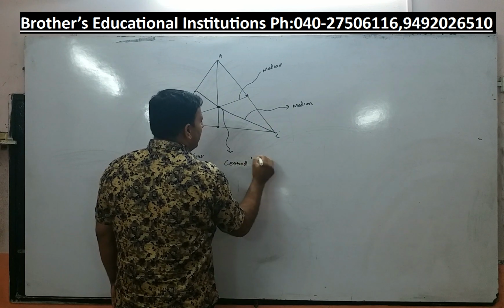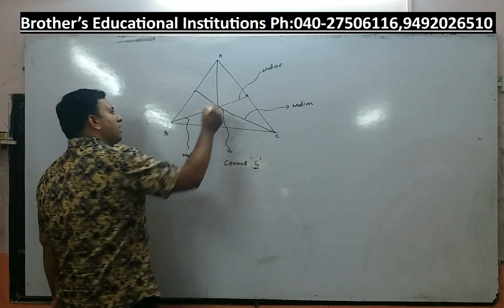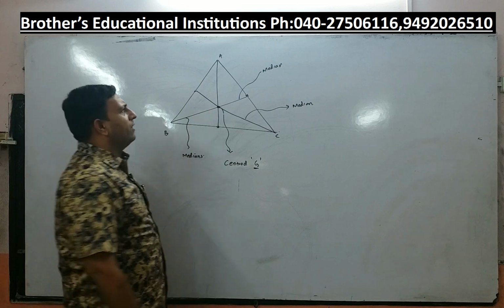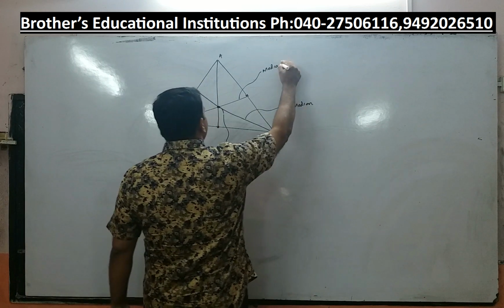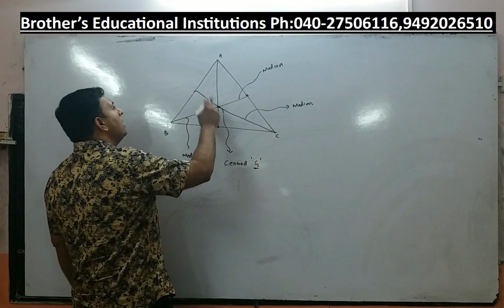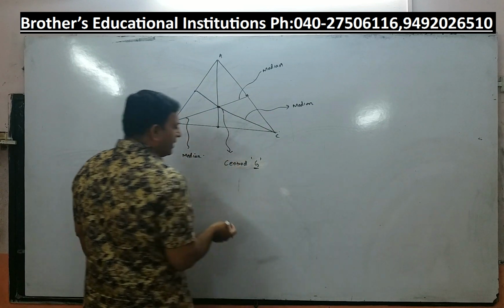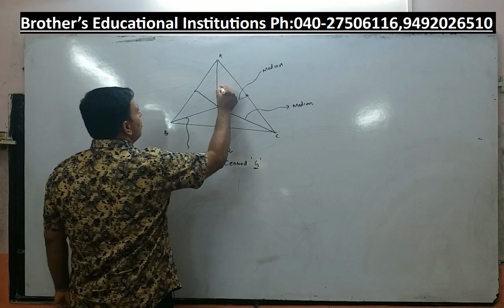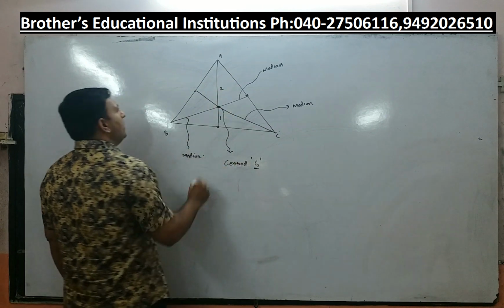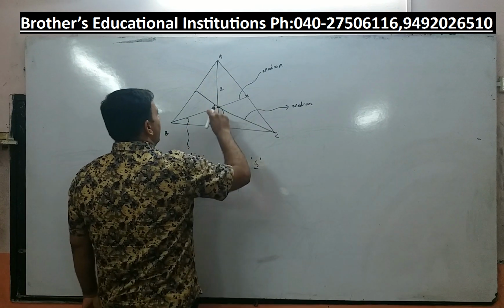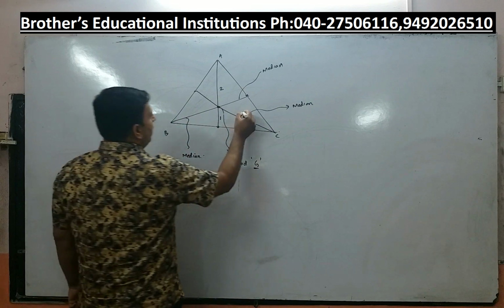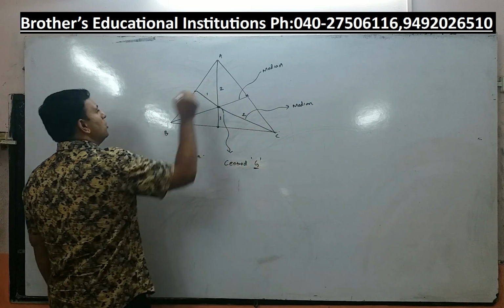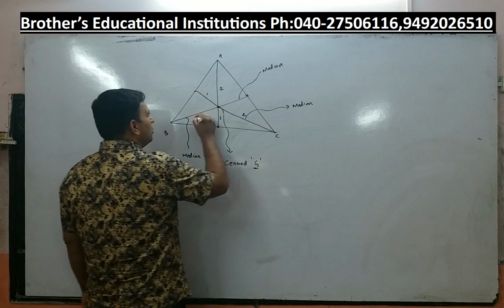Centroid is usually denoted by G. So point of intersection of medians of a triangle is called centroid. And there is one speciality also. A centroid divides the median in the ratio 2:1. Means to the vertex side it is 2 parts and to the base side it is 1 part.